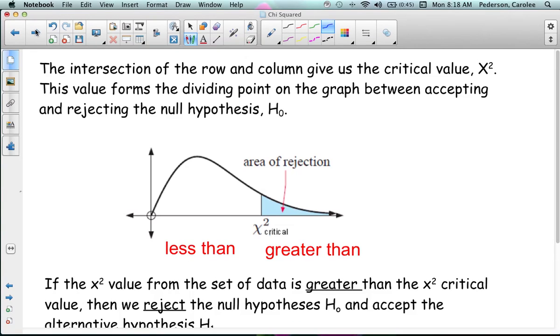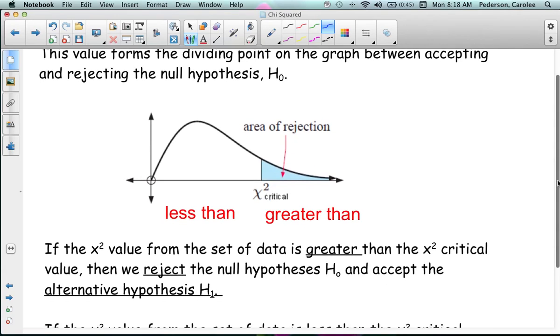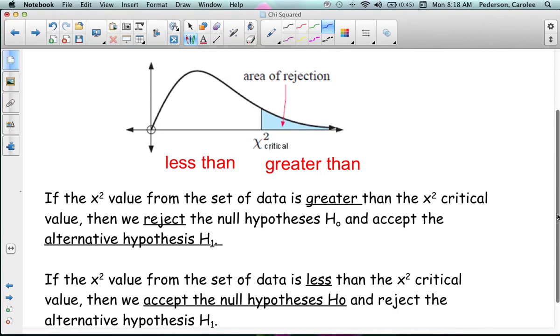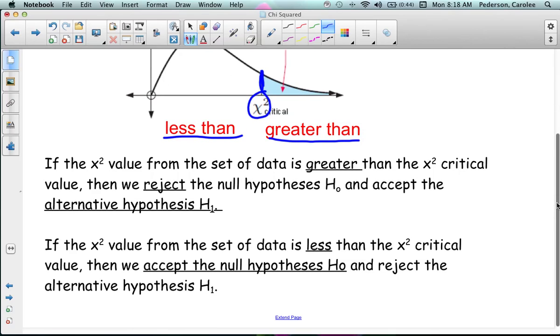What we want to find out is, in this curve, the area of rejection. Is it greater than or less than this critical chi-squared value? So here's your chi-squared right here. Is it less than, or greater than that value? And here's the chi-squared value, which we already figured out in the last video. If the chi-squared value is greater than the critical value, we reject the null hypothesis and accept the alternative. If the chi-squared value is less than the critical value, then we accept the null hypothesis and reject the alternative. It'll make more sense when we get into the steps.